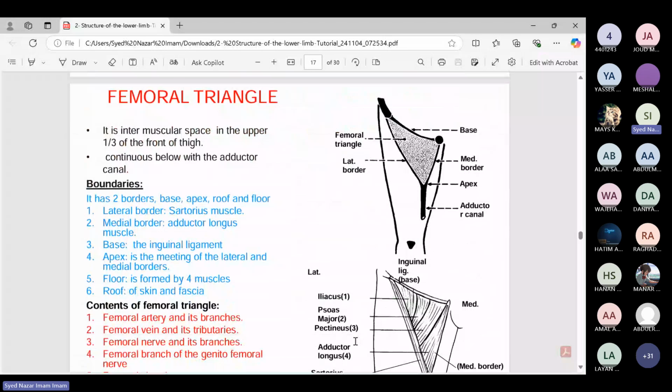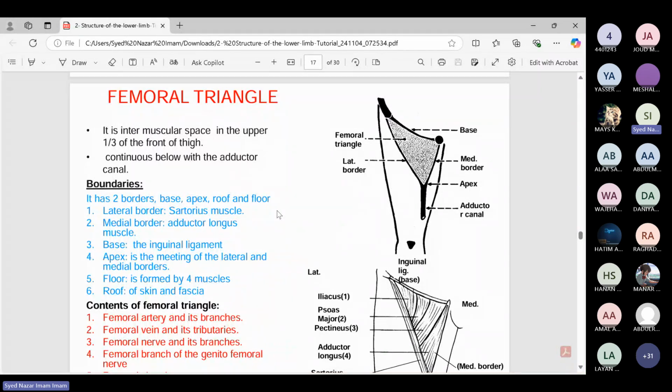Now, this is again a very important structure in the anterior compartment of the thigh. That is the femoral triangle. This anterior compartment of the thigh is an area for what? For the femur. So we call it femoral. The triangle which is formed here, we also call it the femoral triangle. So what you have to know in the femoral triangle is how it is formed.